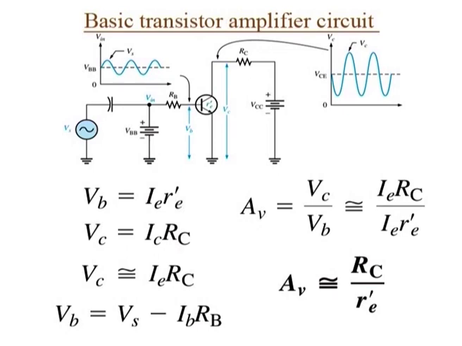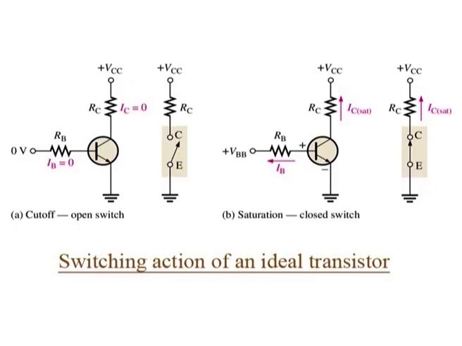Switching operation. The figure here illustrates the basic operation of a BJT as a switching device. In part A, the transistor is in the cutoff region because the base emitter junction is not forward biased. In this condition, there is ideally an open between collector and emitter, as indicated by the switch equivalent.